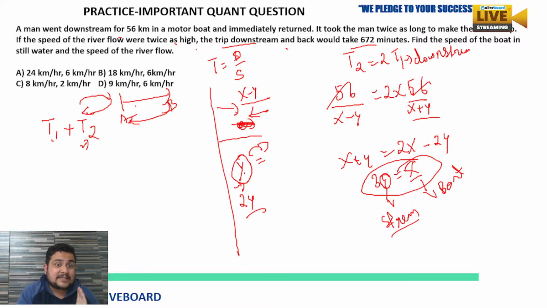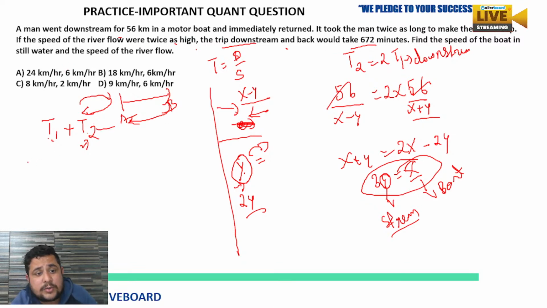Why am I explaining you in detail? Because you have to understand, right? This is not rocket science, there is no different kind of logic to be used. You just need the basics of boat and stream, then you can easily solve it. Okay, so the distance we already know, that is the same. Fine. T1 plus T2.